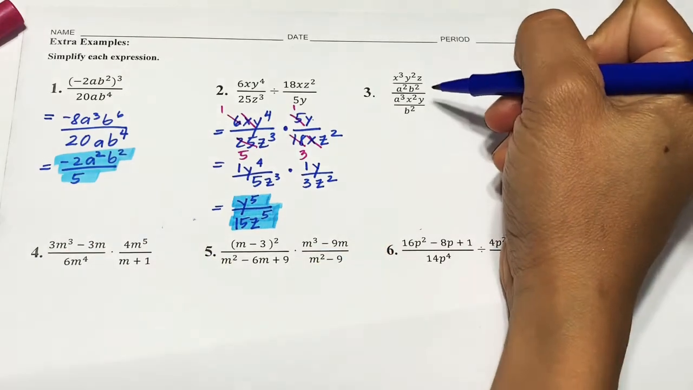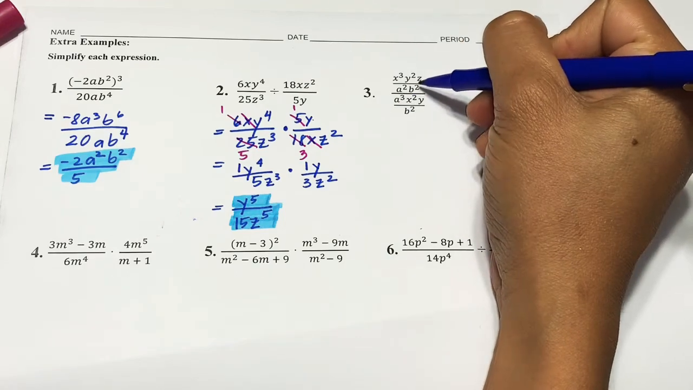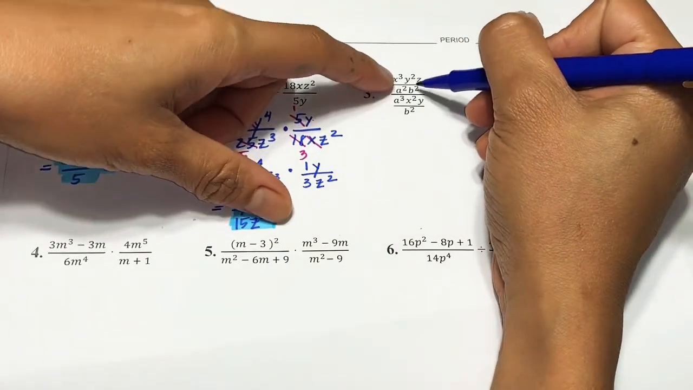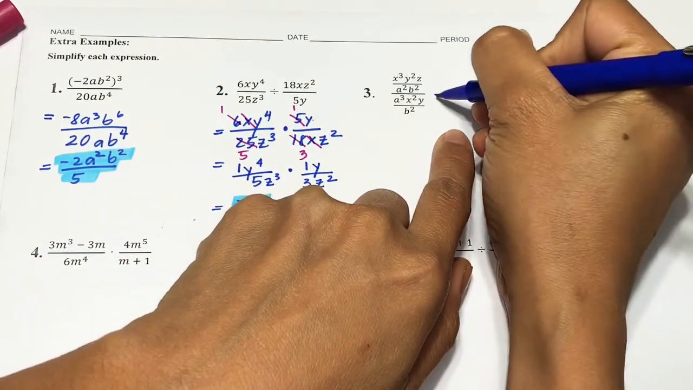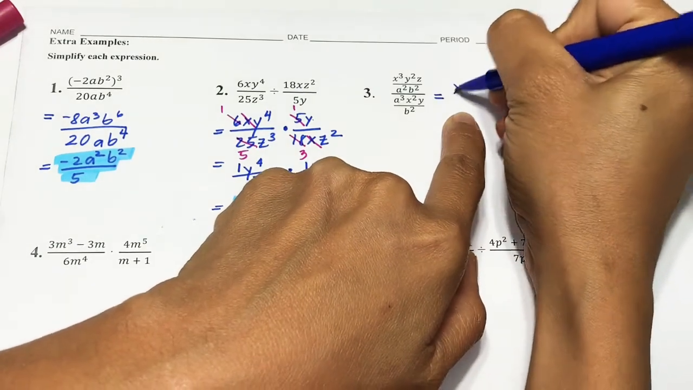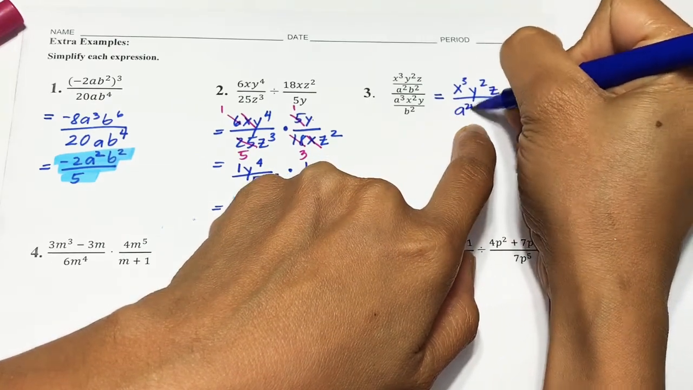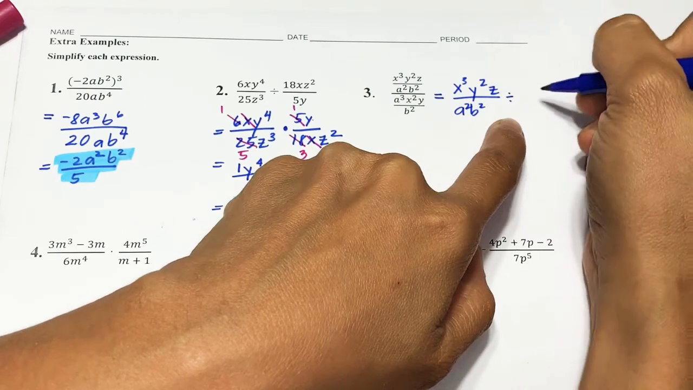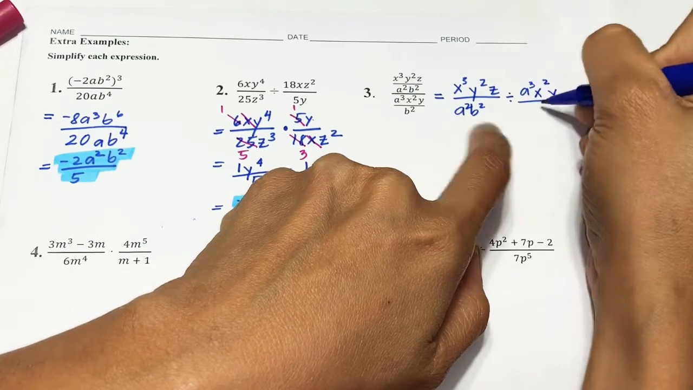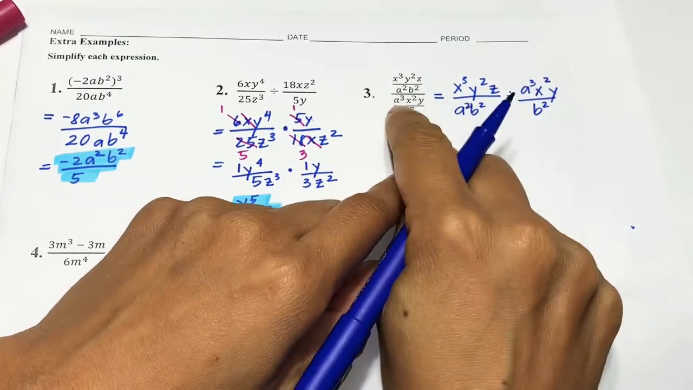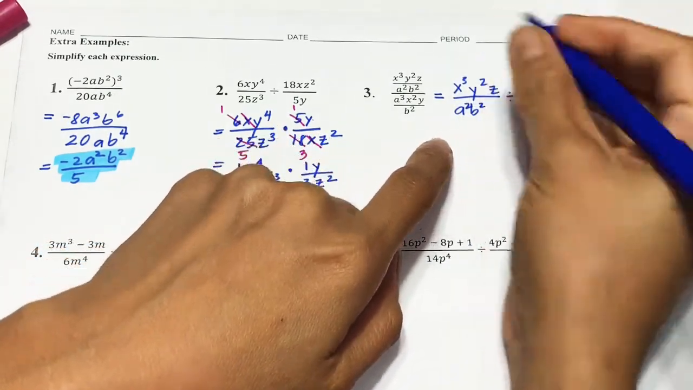Number 3. This might be a new notation for some of you, but this is the same as divide. It's called a complex fraction. It's a fraction over another fraction. That's just another way of writing divide. So this is the same as x to the 3rd y squared z over a squared b squared divided by a to the 3rd x squared y over b squared. So fraction over fraction is divide. You don't have to write this. You can skip this step because you should know that's divide.